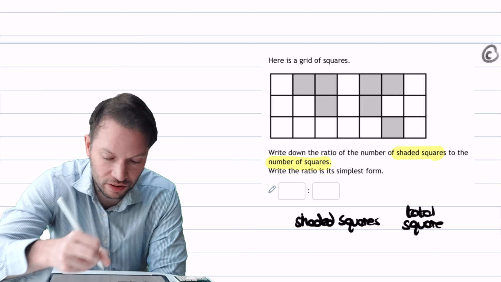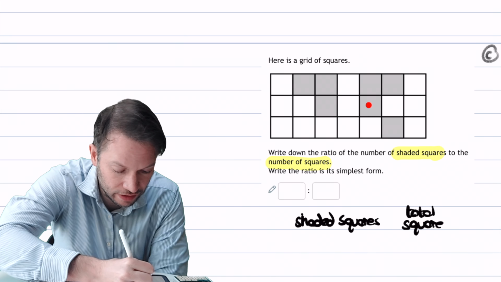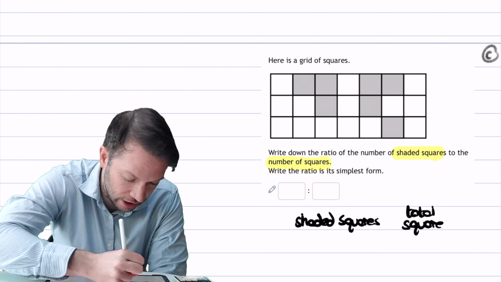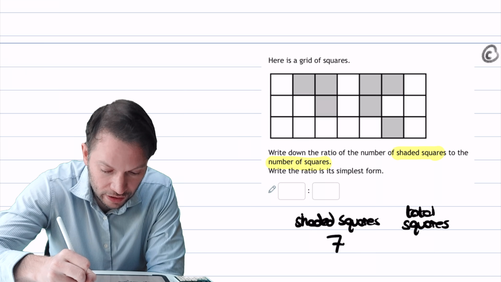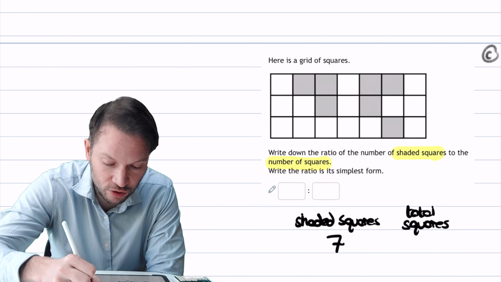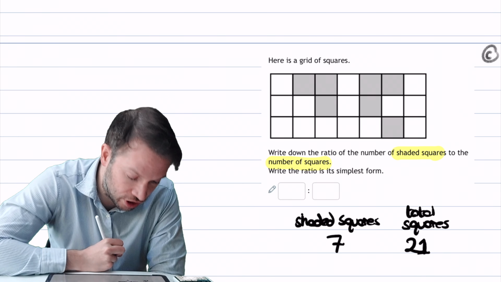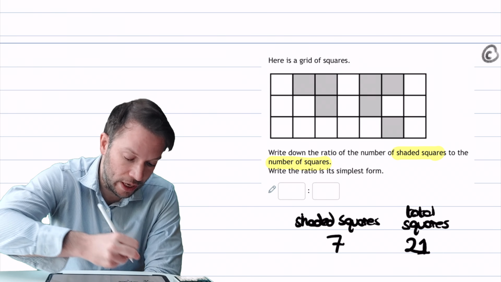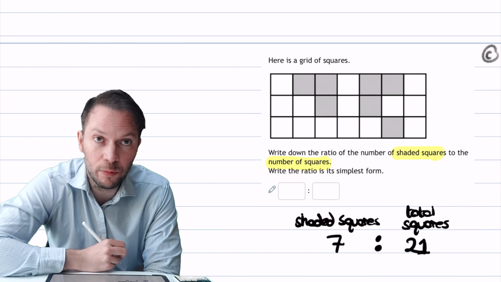Now, how many shaded squares do we have? Well, we've got 1, 2, 3, 4, 5, 6, 7. So there's 7 shaded squares. And how many total squares are there? Well, I can see we've got a grid of 3 by 7. So there's 21 total squares. And therefore, the ratio of shaded squares to total squares, we can write as 7 to 21. That's how we write it.